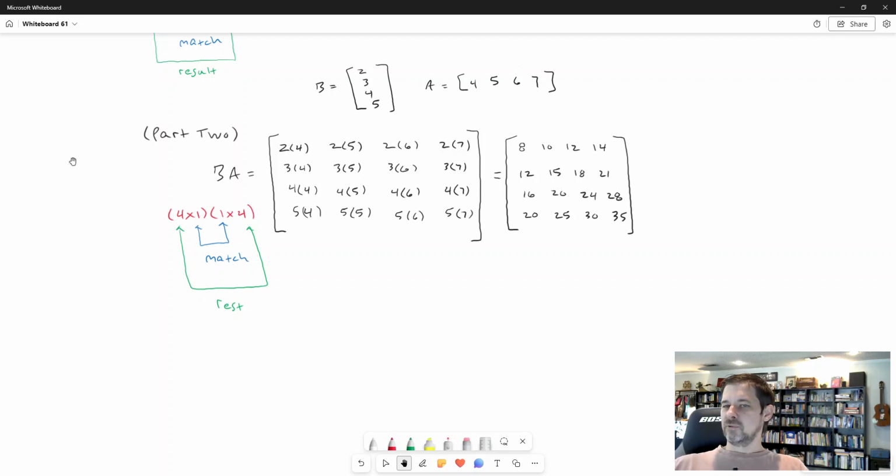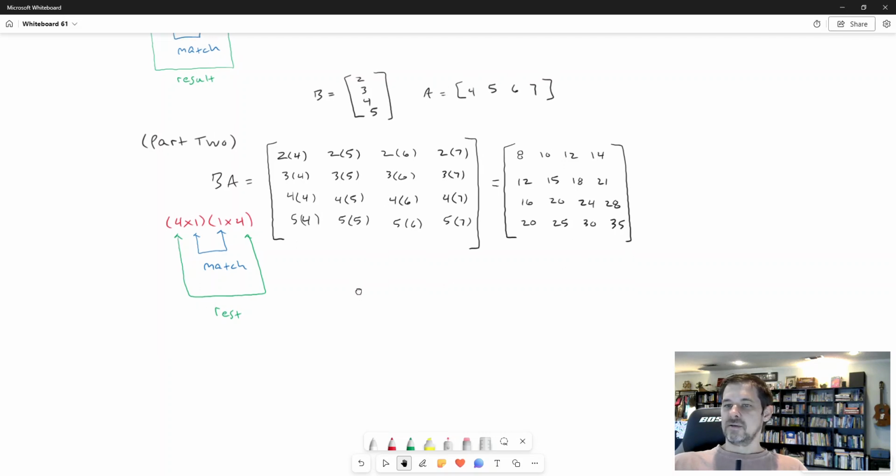So what was the rule again? That the sizes of the matrices have to be compatible. So B is 4 by 1, 4 rows, 1 column. And A is 1 by 4, 1 row, 4 columns. And I said these interior numbers have to match, and they do. And the result is going to be 4 by 4. So whenever I do this, now I know I've got the answer right there and all the intermediate stuff, I'm expecting a 4 row, 4 column matrix, 4 by 4.